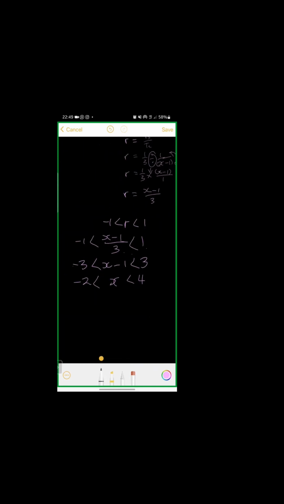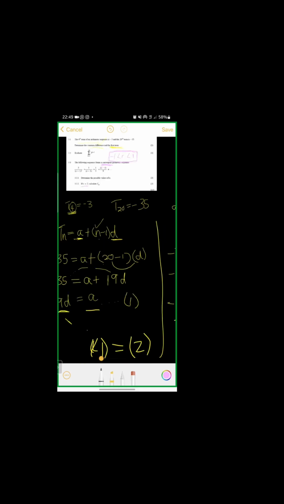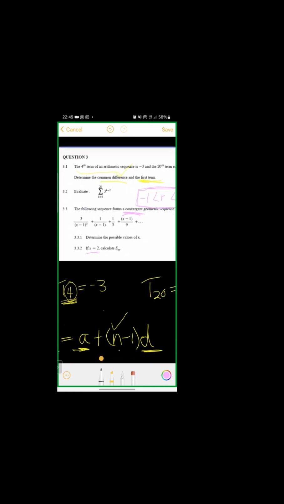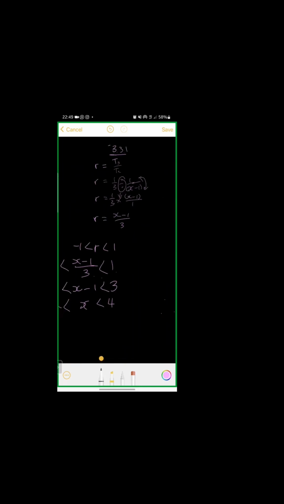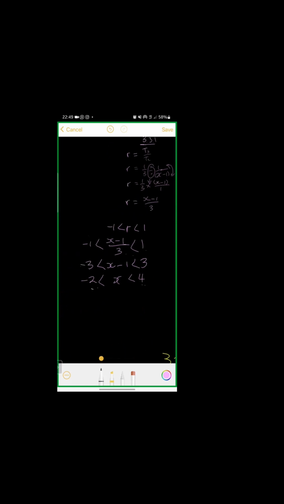So possible values of x in this case are -1, 0, 1, 2, and 3, because they lie between -2 and 4, right? I think it also links with our next question. They said if x is equal to 2, and x is equal to 2 lies within this range from -2 to +4.